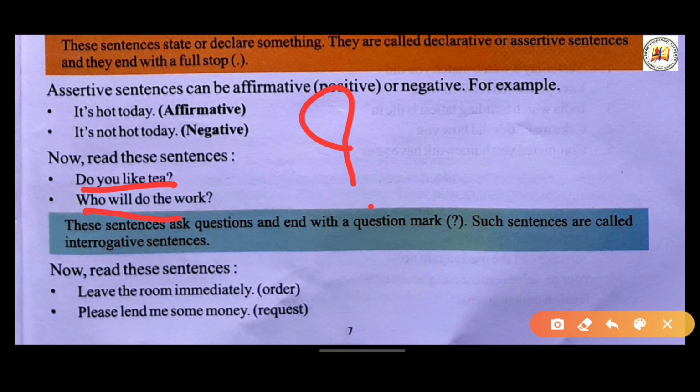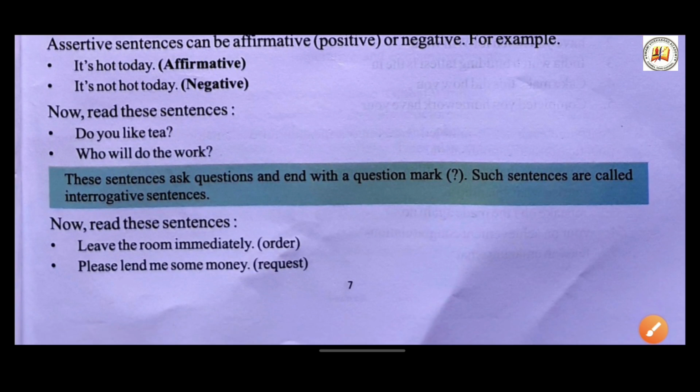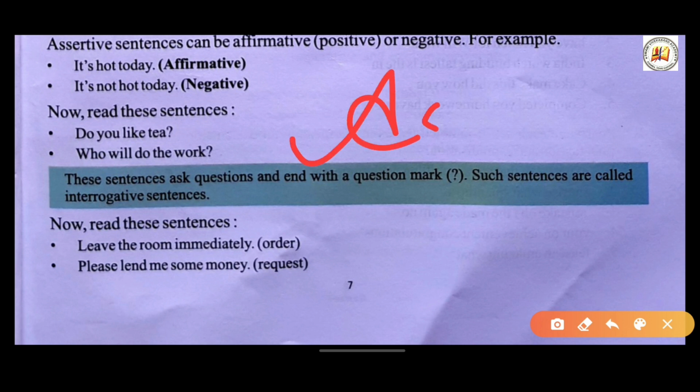Okay, who will do the work? And after completing the sentence there is a question mark here. So these sentences ask questions and end with question marks. Such sentences are called interrogative sentences. It is a very simple sentence, everyone can find out what kind of sentence it is. Whenever anyone asks any question, at the end of the sentence you will see the question mark, so that means that is an interrogative sentence.